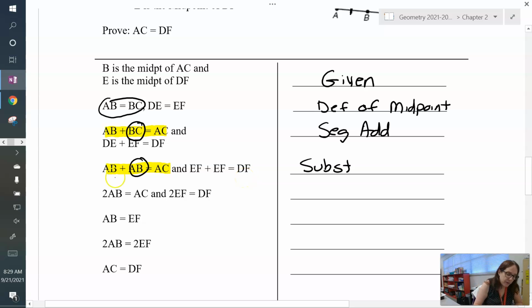Next step. AB plus AB equals AC. That became 2AB equals AC. So we just added those two ABs together. Not addition property of equality because it didn't happen on both sides. Instead, this is combining like terms.